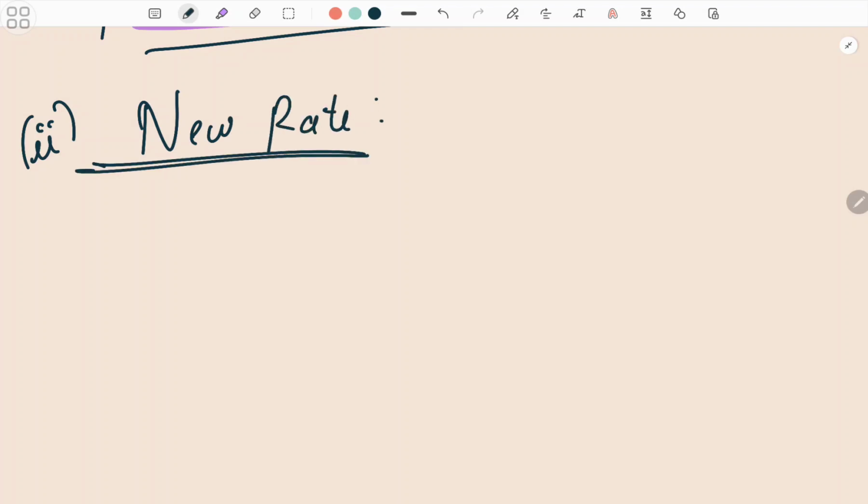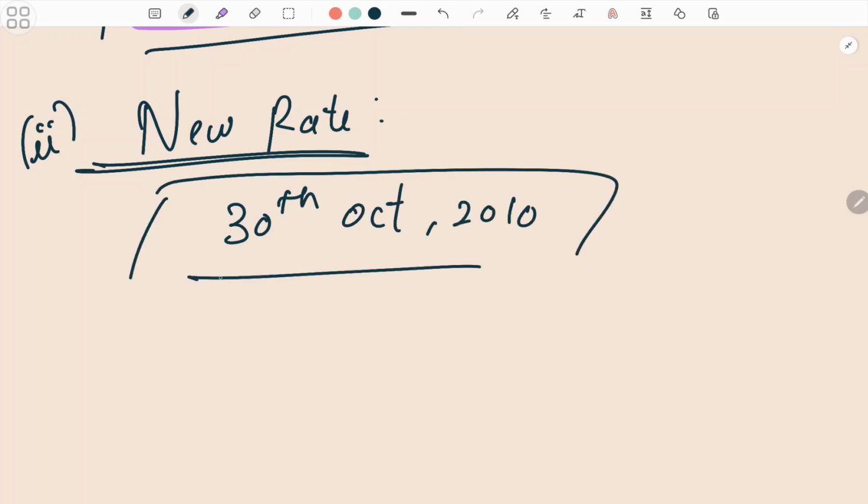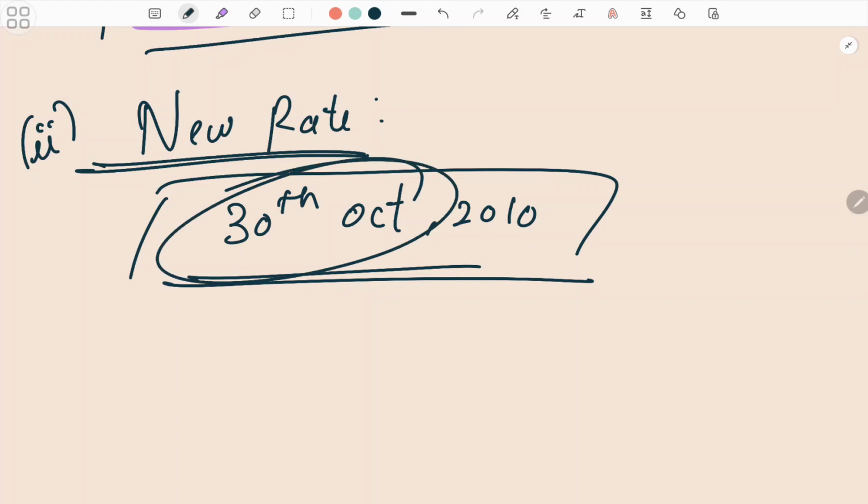Next part that was asked was, what is the new rate? Okay, simple. You are standing on 30th of October. I think this is 2010, they have not upgraded this. So 30th of October is when we are all standing. The customer is coming to the bank and saying that please cancel the contract and enter into a new contract, extend the contract.